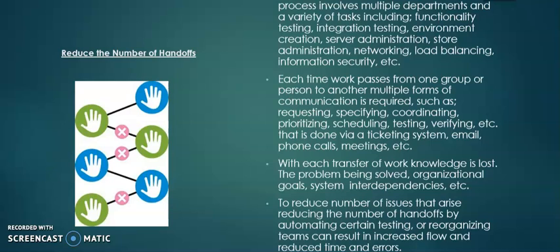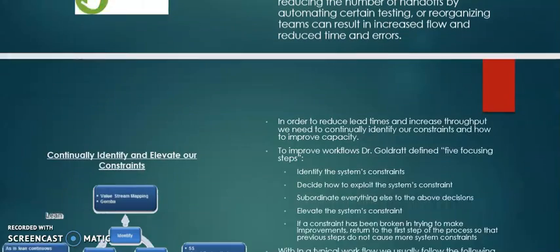So things such as specifying requirements, coordinating with other people, scheduling testing, and verifying data all need to be done by a ticketing system, emails, phone calls, and meetings. And with each work transfer, we know we're going to lose some knowledge. So the problem being solved, what the end goal was, any of those things have a potential to be lost. So in order to eliminate some of the loss, we just need to reduce the number of handoffs that we have throughout the whole process.